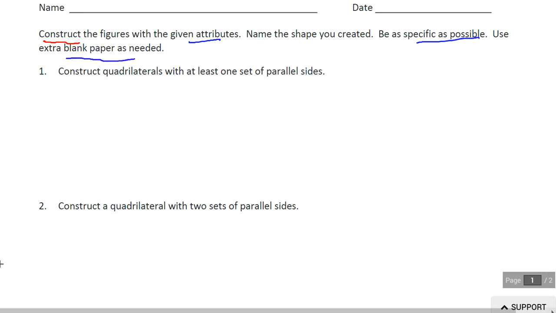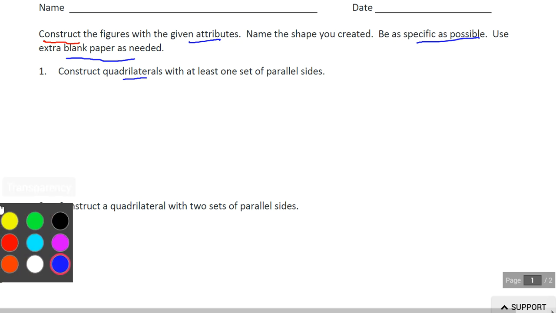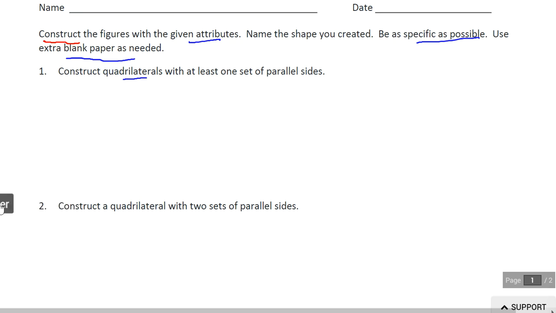All right, construct quadrilaterals with at least one set of parallel sides. At least one set of parallel sides. Okay, well, let's see. Let's think about it. Let's get a couple of parallel lines going. So let's do that. Whoops. Well, something odd happened there. All right, so we have one set of parallel lines. We show that they're parallel lines with our arrow. So that's parallel. These two are parallel.